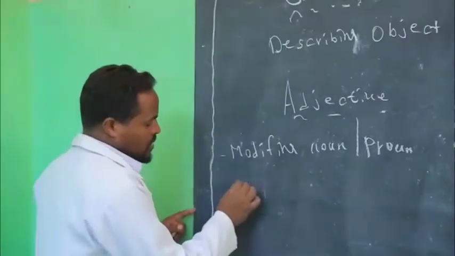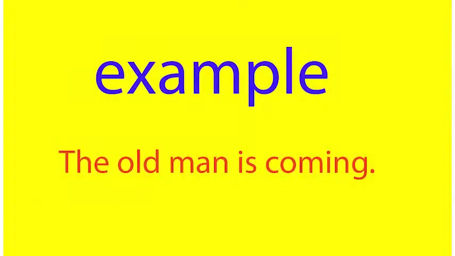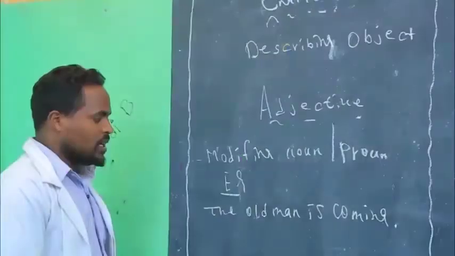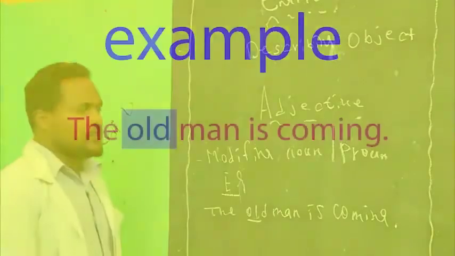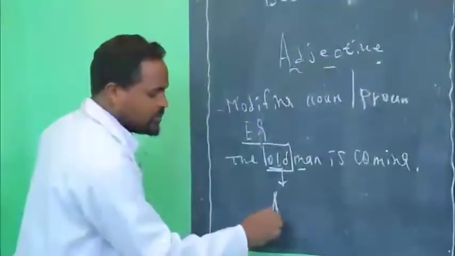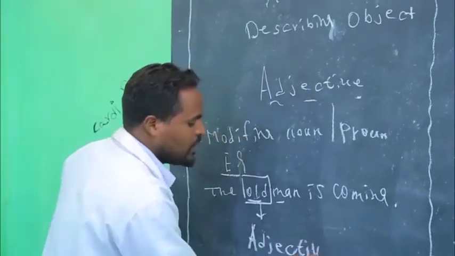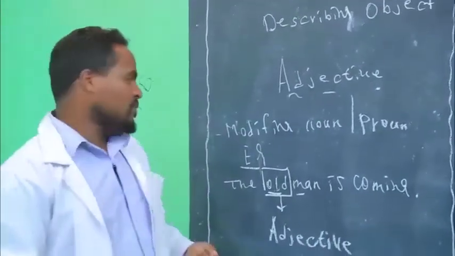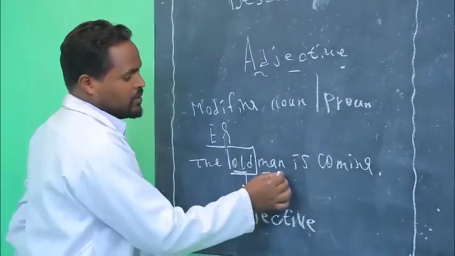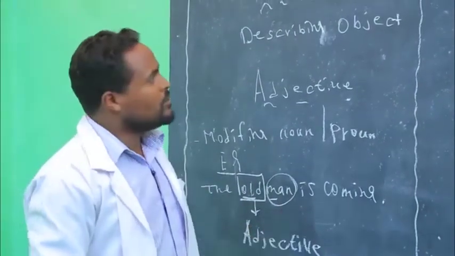For example, let me give you an example. The old man is coming. In this sentence, we use the adjective old to describe the man. So, old is an adjective. From this example, you can understand that adjectives are words that modify or describe a noun. So, old describes the noun man.